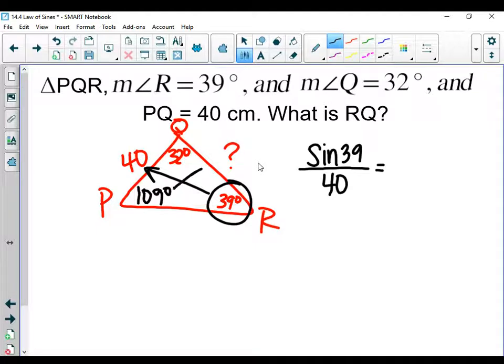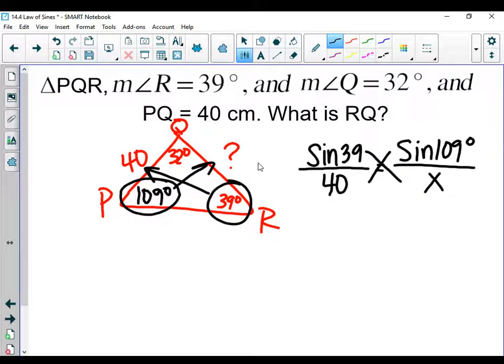And if I'm interested in this side over here, I now have its angle. So I just set it like a proportion. And we can call this X if we want to. Super simple there. Okay. Y'all love doing this. We're just going to simply cross multiply. So X sine of 39 is equal to 40 sine of 109. And to get X completely by itself, I'm going to divide by sine of 39.